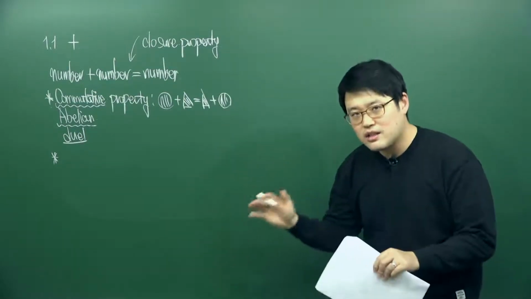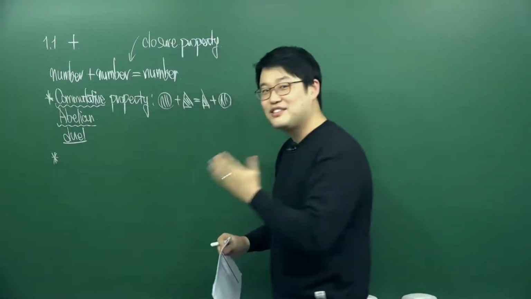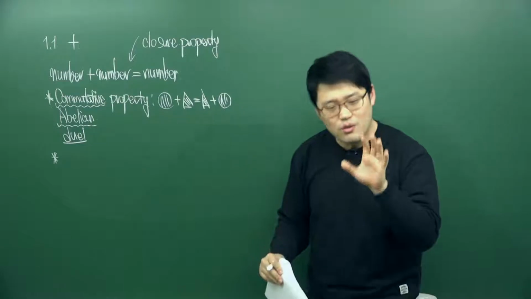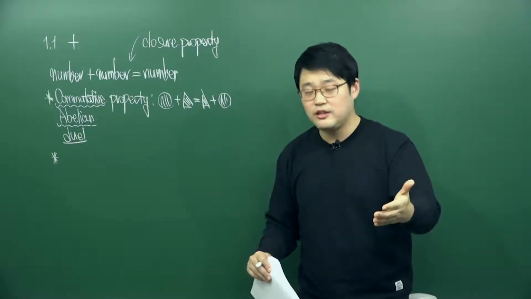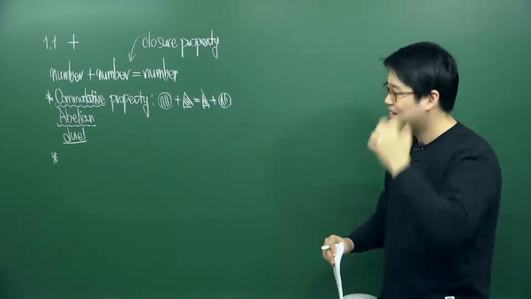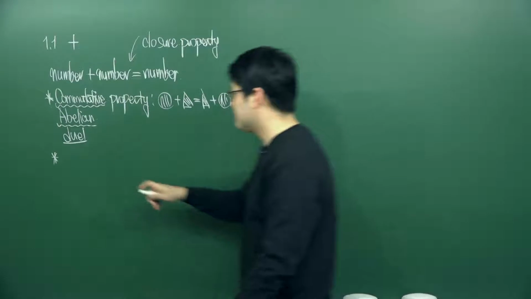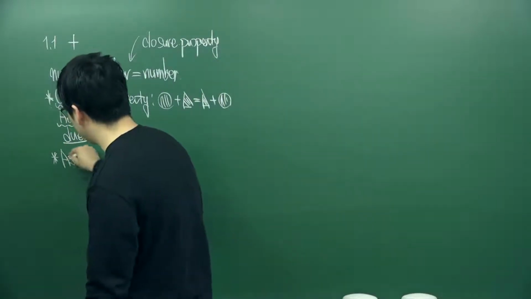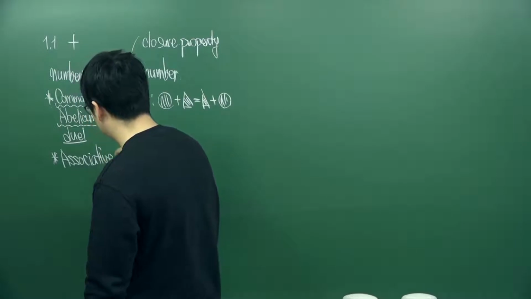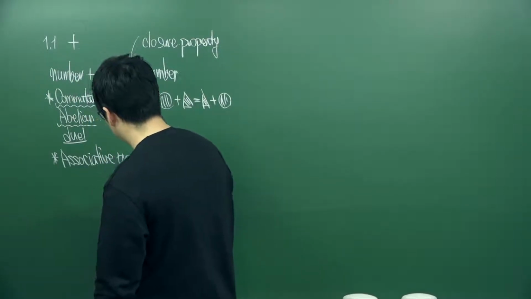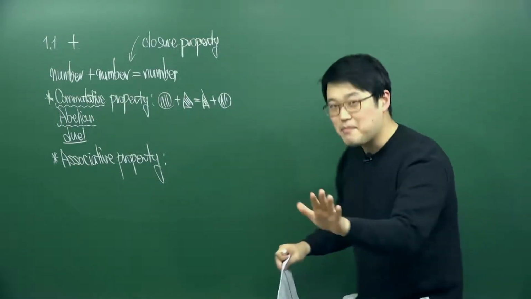But the second property that we need to figure out is something called associative property. Associative property and commutative property go together. They go along with one another. However, we need more than two numbers to deal with associative property. And check this out. Grouping order doesn't matter here.